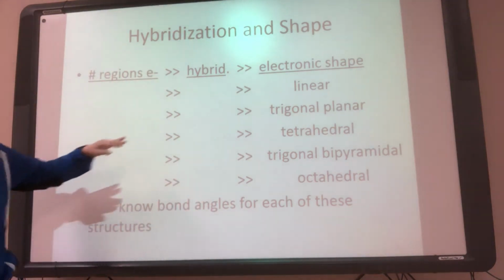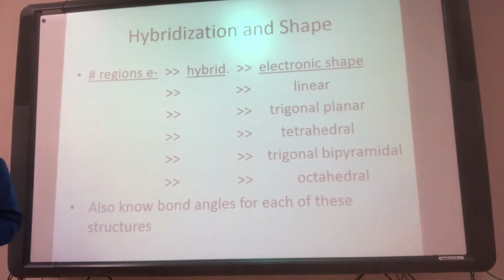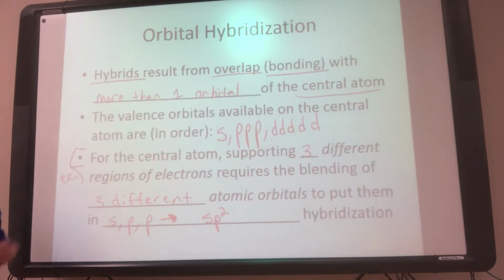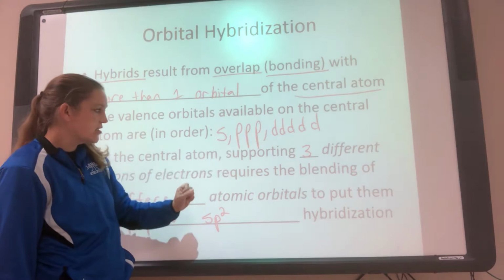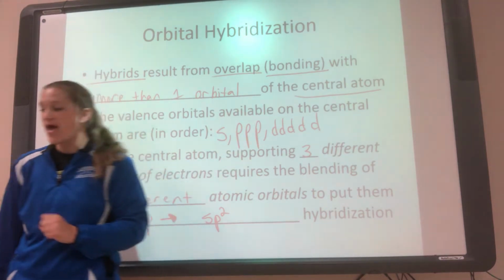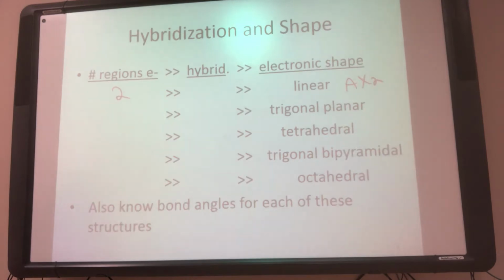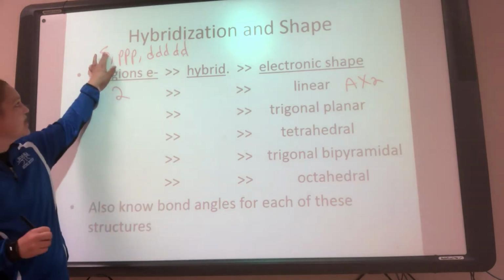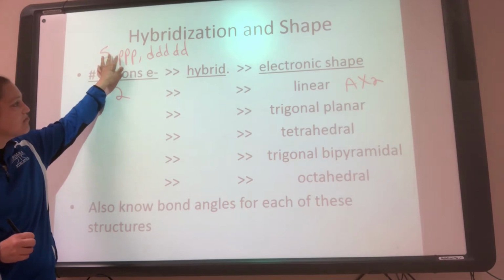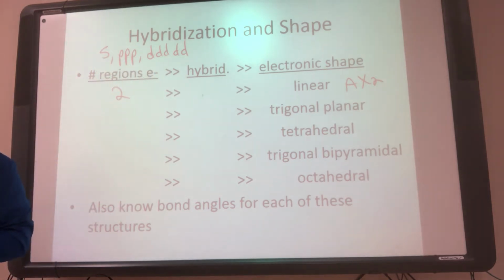So let's look at linear. How many electron groups is in a linear? Remember, a linear was my AX2. So it has 2 electron groups. If it has 2 electron groups, I need 2 things. The first thing would be an S, the second thing would be a P. So I'd have my S and my P. I'm going to write that up here. We have 1 S, 3 Ps, and 5 Ds. So 2 electron groups, an S and a P. I take 1 S, 1 P, I mush it together, and that hybridized orbital is called an sp orbital.